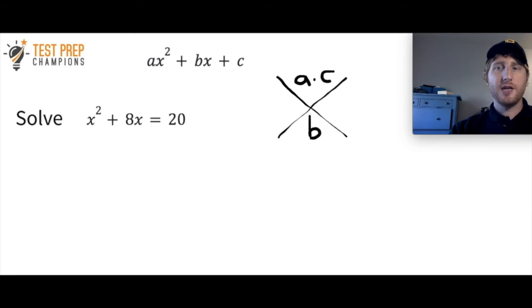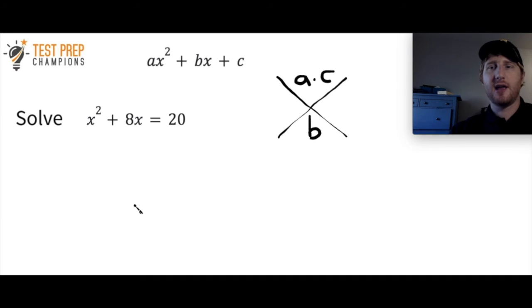Okay, so here's another example, and there's a slight little curveball here. x squared plus 8x equals 20. So let's have you solve this and see if you can figure this out. And if you get stumped, don't worry about it, because as always, we're just going to go over it.